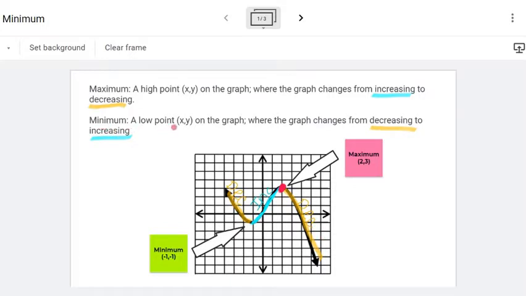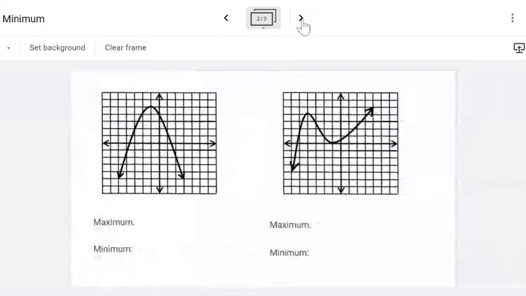The minimum is a low point (x, y) on the graph where the graph changes from decreasing to increasing, okay? So here I have decreasing to increasing. Here is my minimum. Now it does continue decreasing, but because I have no other change, this is not a minimum and this is not a maximum. You have to have that change. These are my only two maximum and minimum. So let's take a look at a few examples.